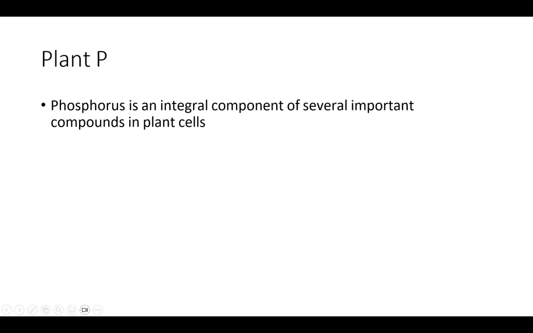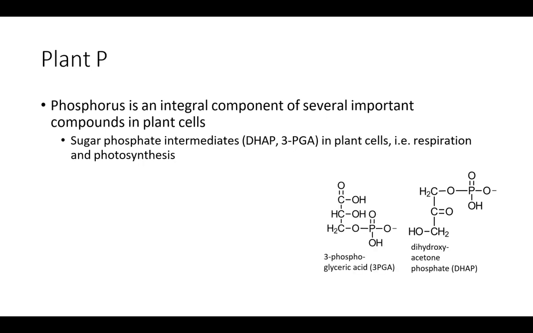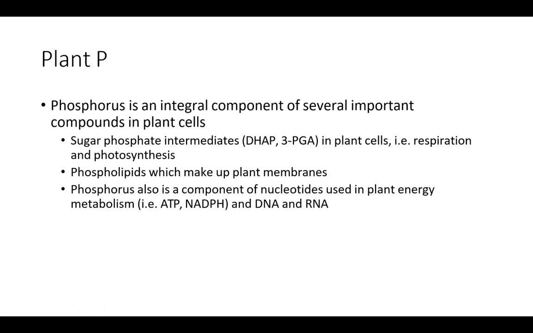Phosphorus is an integral component of several important compounds in plant cells, which include sugar phosphate intermediates such as DHAP, dihydroxyacetone phosphate, 3-PGA, 3-phosphoglyceraldehyde, and these occur in plant cells both during respiration and photosynthesis. Phospholipids make up plant membranes. Phosphorus is also a component of nucleotides used in plant energy, such as ATP, NADPH, DNA, and RNA.